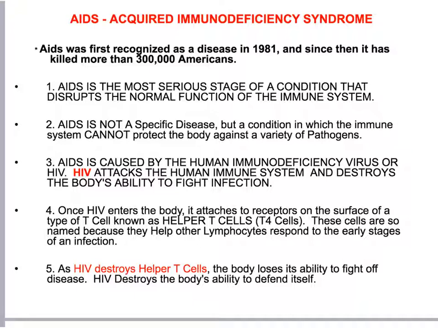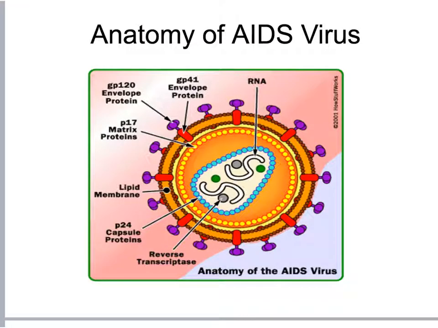Once HIV enters the body, it attaches to receptors on the surface of a type of cell called the T cell. And specifically, it's the helper T cell, or the T4 cell. These cells are so named because they help other lymphocytes respond to the early stages of infection. As HIV destroys the helper T cells, the body loses its ability to fight off a disease. HIV destroys the body's ability to defend itself. This is an image of the AIDS virus.